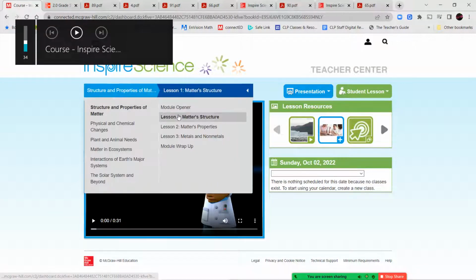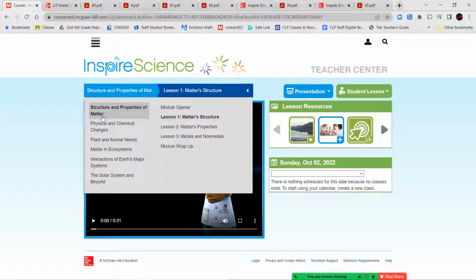We're going to begin with Lesson 1. Module 1 is titled Structure and Properties of Matter. Lesson 1 is Matter's Structures. So we're going to go ahead and begin directly with our pages.